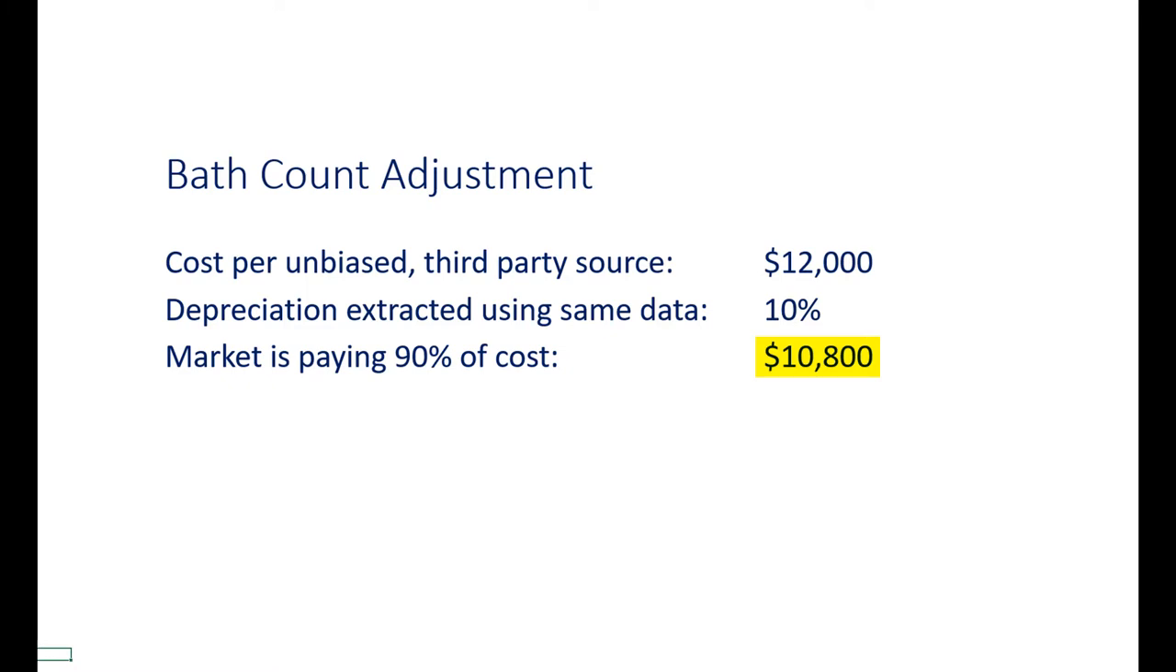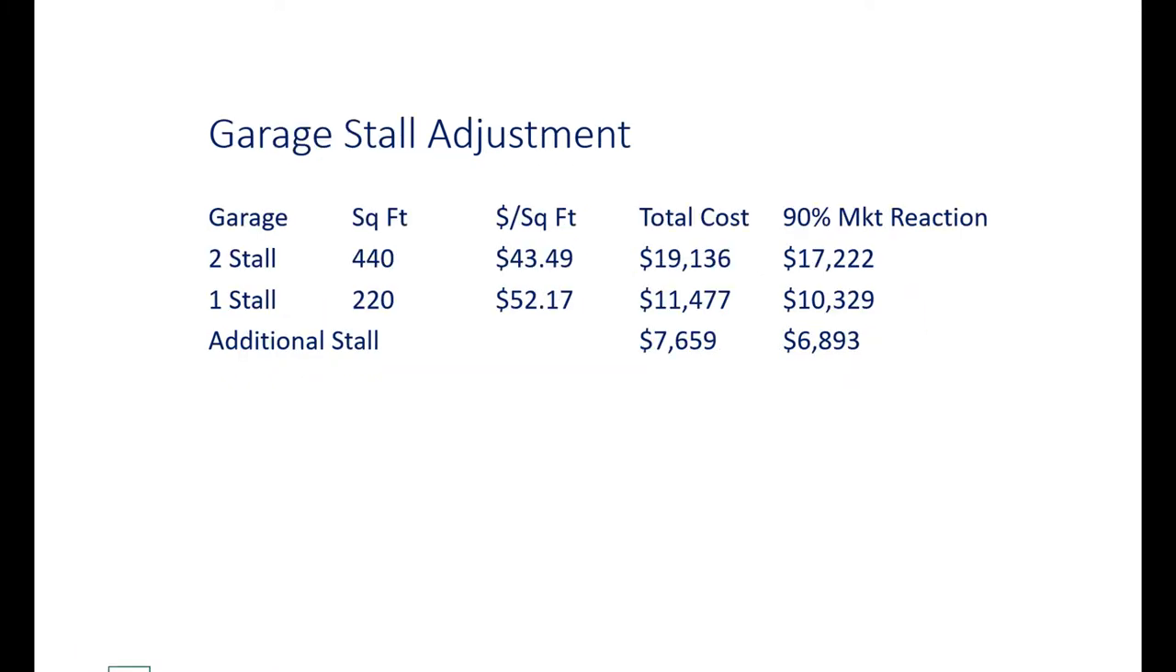Things do get a bit more complicated, however, when we consider components that have square foot costs. Take a garage, for example. A two-stall garage of 440 square feet costs $43.40 per square foot, or $19,136. If the market is currently paying 90% of cost, an adjustment for no garage compared to a two-stall garage is $17,222. A one-stall garage of 220 square feet has a higher cost per square foot, but a lower total cost.